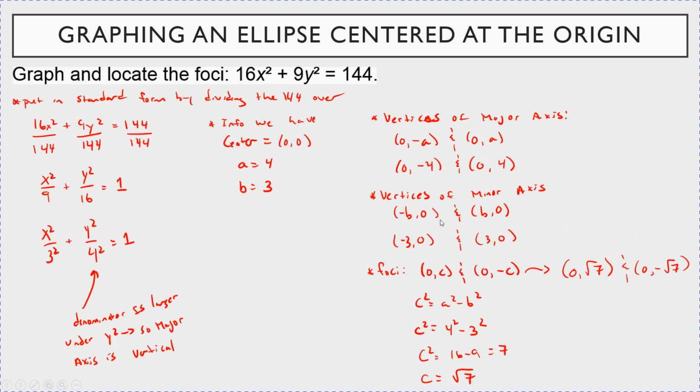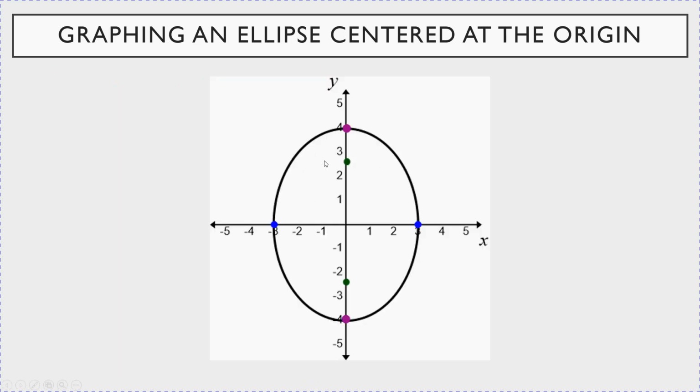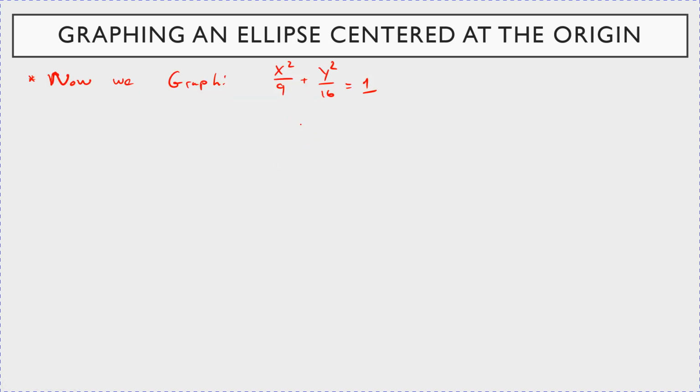So now using this information, let me show you how you graph this. Okay, so now we graph this: x squared over 9 plus y squared over 16 is equal to 1. And forgive me, I'm going to draw this freehand here, and then I have the better version here, but I'm going to draw this freehand so you can see the actual process.